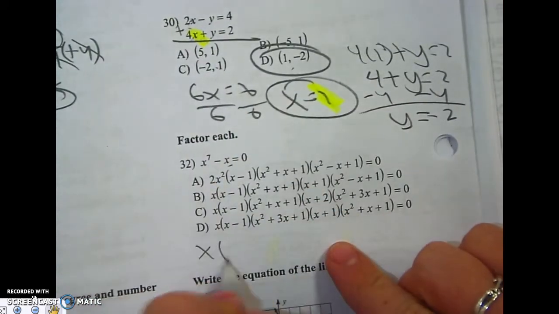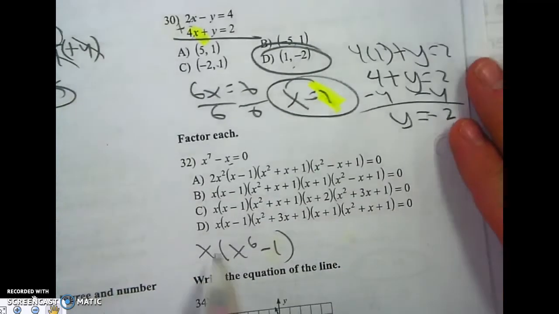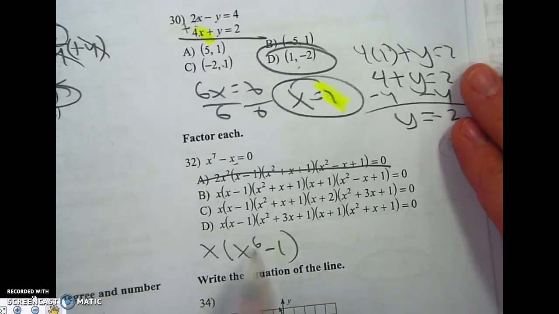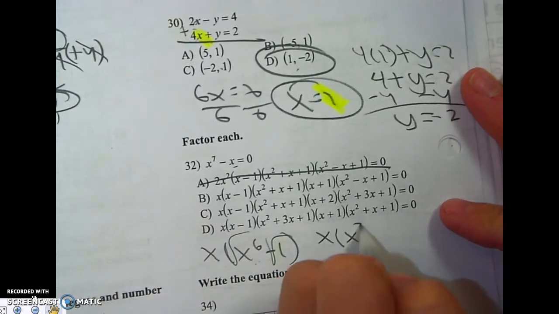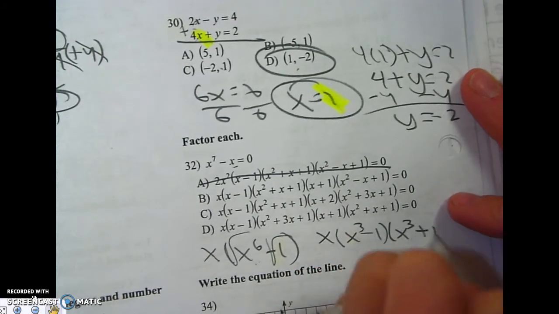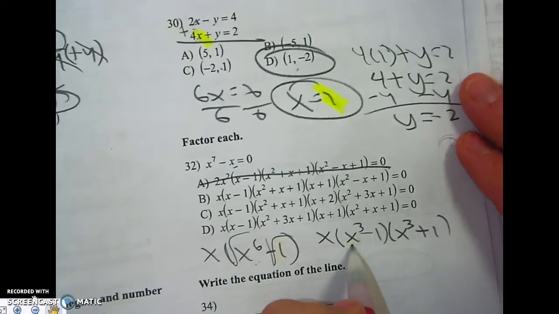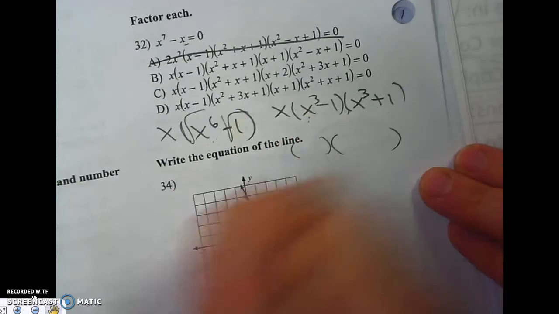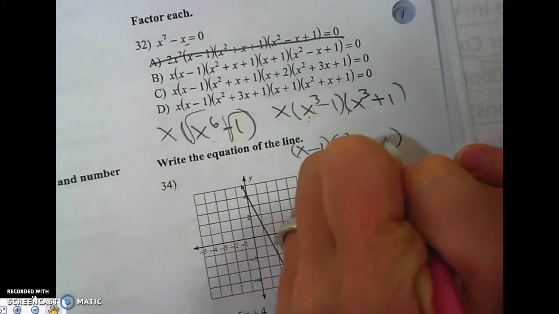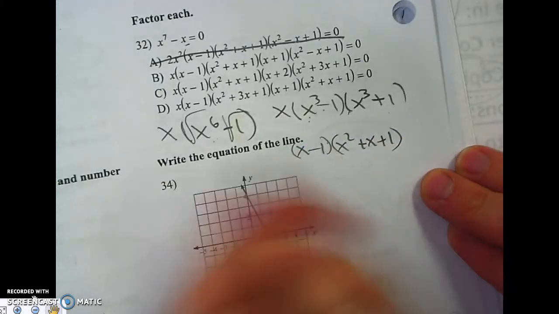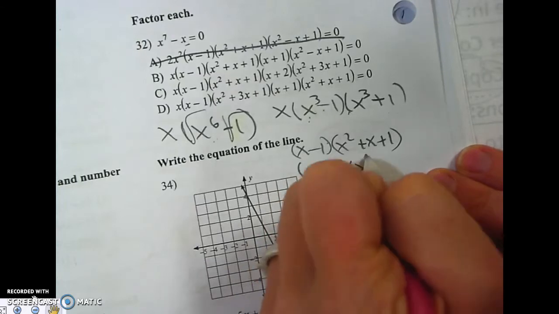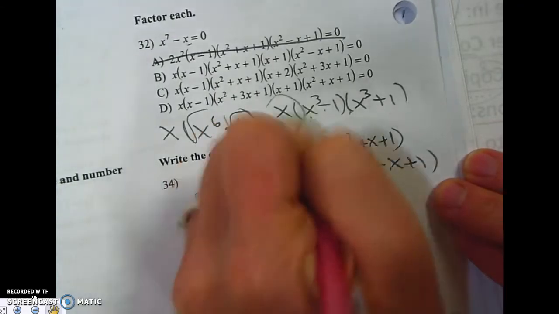32, I notice they both have an x, so I'm left with x to the 6th minus 1. So I know it can't be A. This is a square root, so that would be x cubed minus 1, x cubed plus 1. But then when I look here, this is the difference of cubes, and this is the sum of cubes. So little parenthesis, big parenthesis. Square the first guy, square the last guy, take them, put them together. That's the difference of cubes. The sum of cubes is the same thing. And then bring down the x.